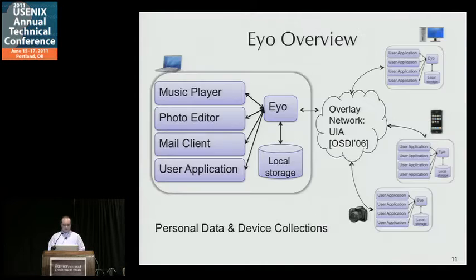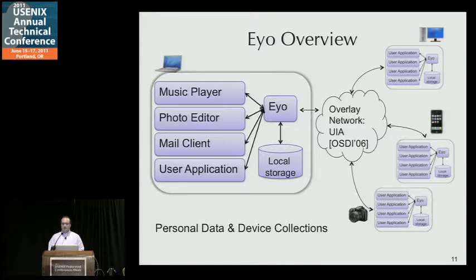So we took these approaches in a system called EO, and it works, from a high-level overview, as follows. There's an EO daemon that sits on each device, and it acts as a local storage system. So it sits between the applications running on a particular device and whatever local storage that device has. EO uses an overlay network that we built as part of prior work to communicate between the devices of a particular user.